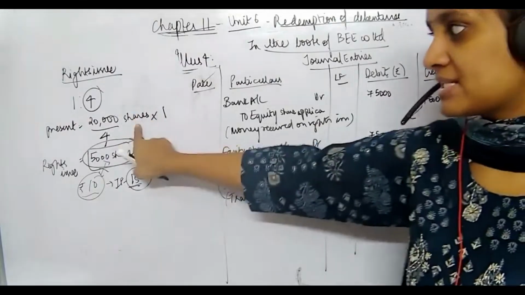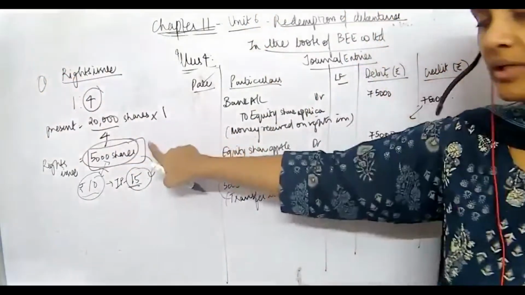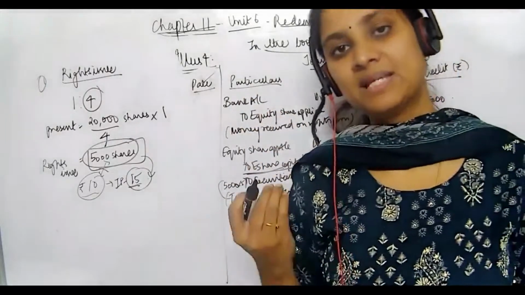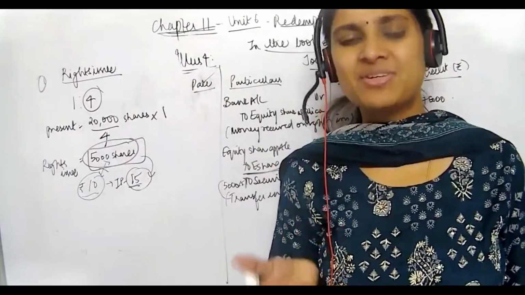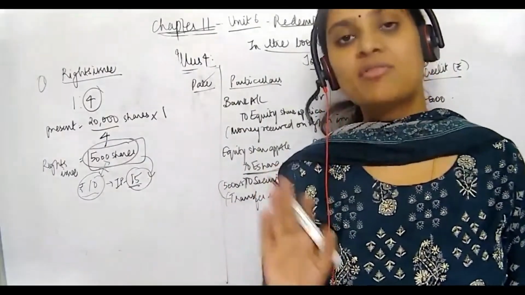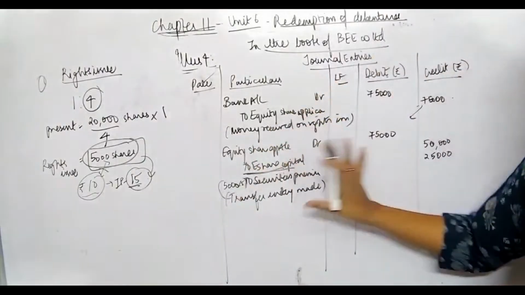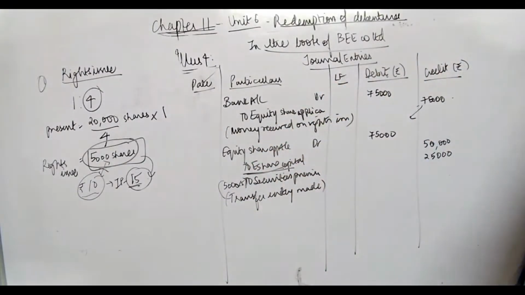So the first thing we understood from the question: rights issue was there. We computed the number of shares and then passed the entries. It is nothing but the issue of equity shares. But they are specifically giving you the word rights for you to understand that it is given to the existing shareholders. All these entries will remain the same. Okay. Very good.